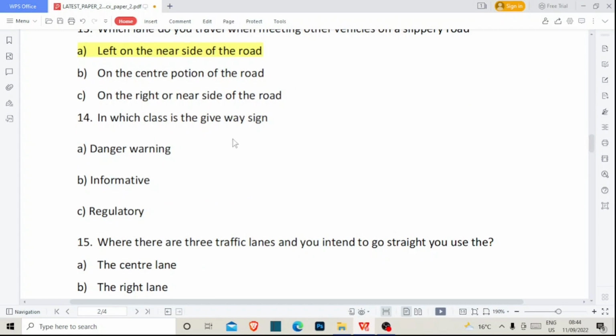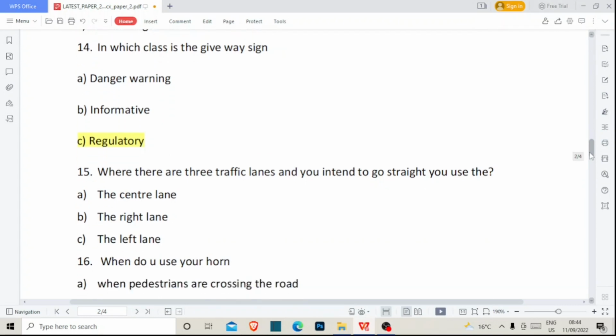In which class is a giveaway sign? Well, we know a giveaway sign, right? So is it a danger warning sign? Is it an informative or regulatory sign? Well, the correct answer here is regulatory. Remember, it's regulating things. It's saying you have to give way, so it's regulatory. It's not a danger warning sign, because it's not triangular, but it's regulating. Remember, it's circular, right? So that's something that you need to know. So just know that a giveaway sign is regulatory in nature.